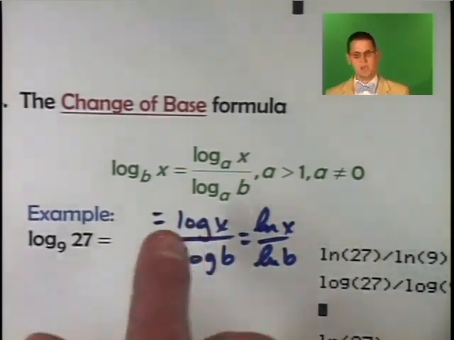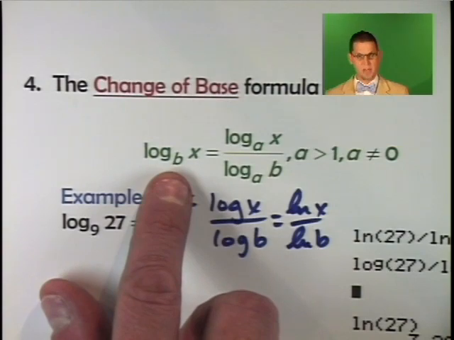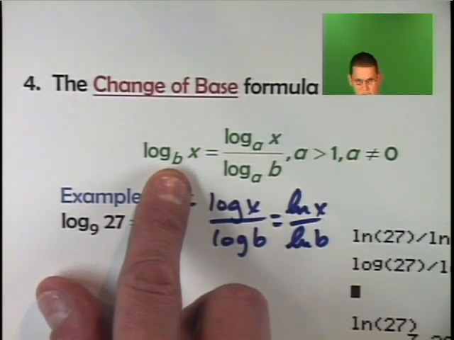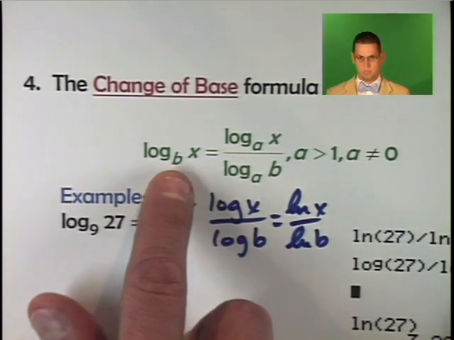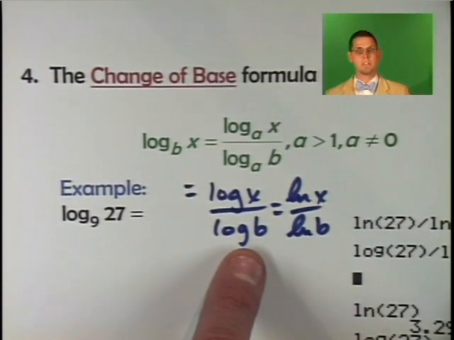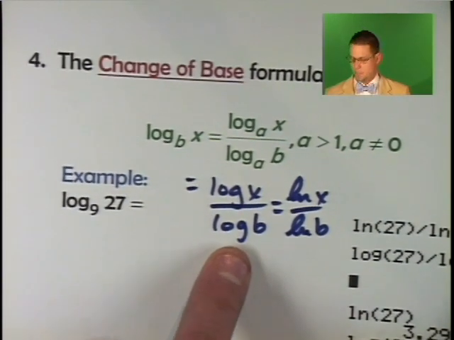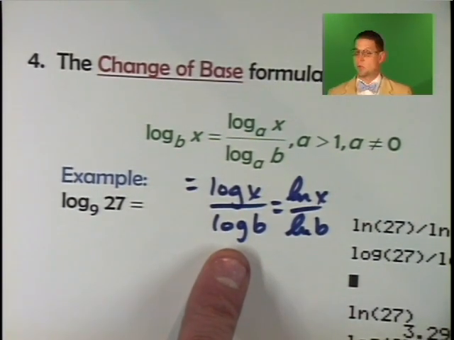Now, people get confused. Where does the x, where does the b go? If you remember that b is the base, it's kind of down here in the basement, right? On the log, it's a subscript. Well, when you're using the change of base formula, notice the log of b is in the basement of the fraction. It's down here in the denominator, okay? So remember the b, the base, goes in the basement.